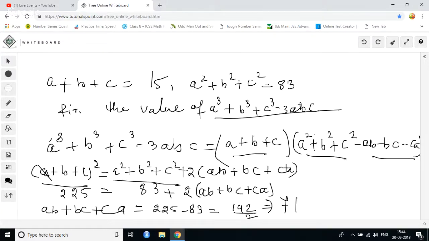Now put the values here. Here I'll put 15, here I'll put 83, and this value with a negative sign would be 71. So 83 minus 71 is 12, and 15 into 12 is 180. So the answer would be 180. Dhruti gave me the right answer. Now let me move to some other type of questions.